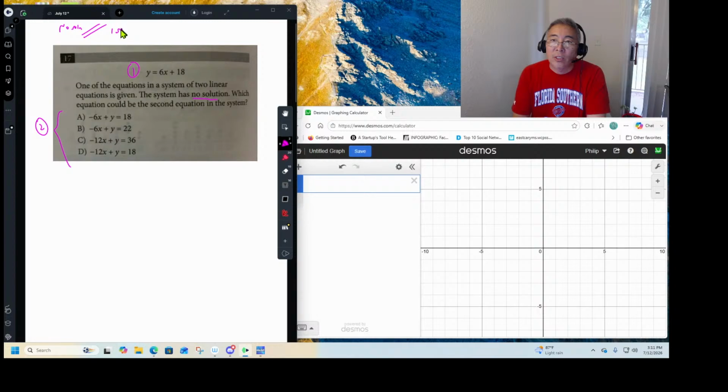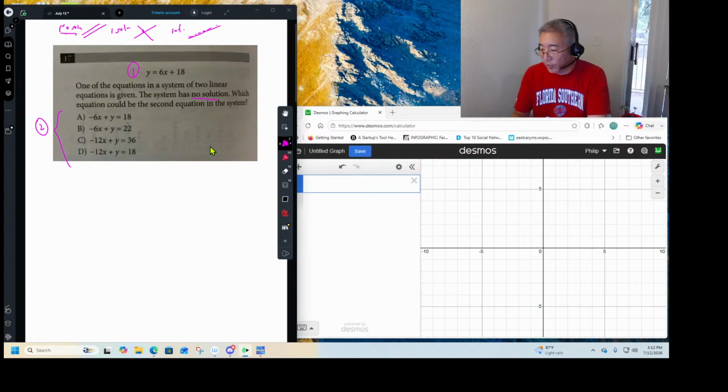If there is one solution, that would be the two lines intersecting at one point. And if it was infinite solutions, that would be the two lines on top of each other. Okay, so they're saying no solution, so that means parallel. So when we do this with Desmos, all we need to do is type in all these equations, or at least the first equation, and you type in the second set of equations until you find the parallel one. We're just looking for the parallel one, right?